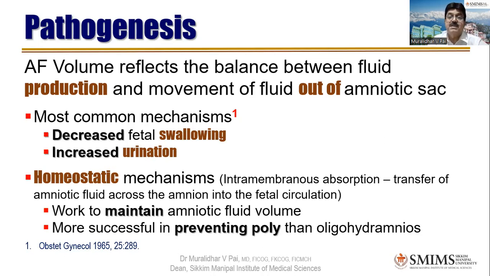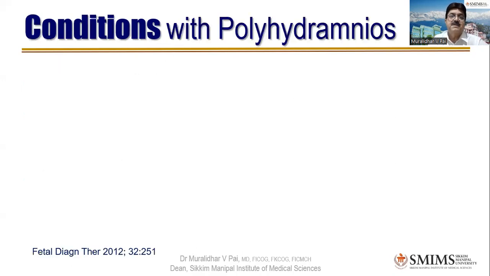Because in oligohydramnios, there is no production only. So there's no question of the membranous absorption trying to hit a balance. Whereas in polyhydramnios, if the absorption occurs properly, that prevents the polyhydramnios. That's the meaning of it.